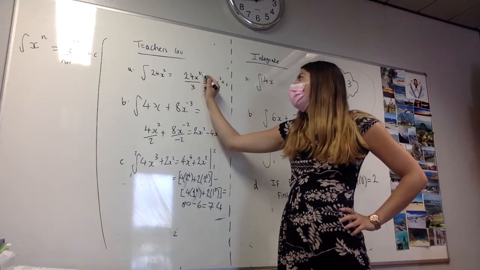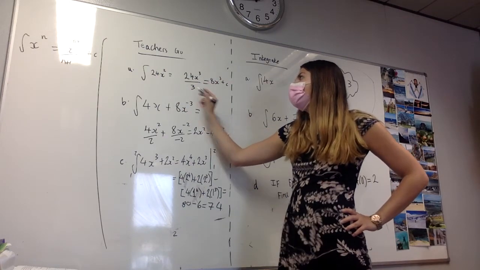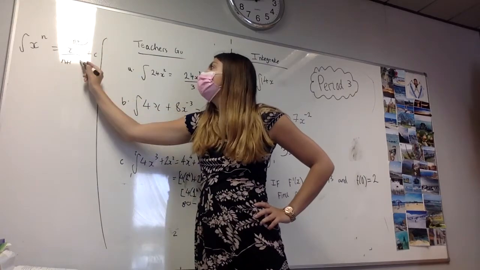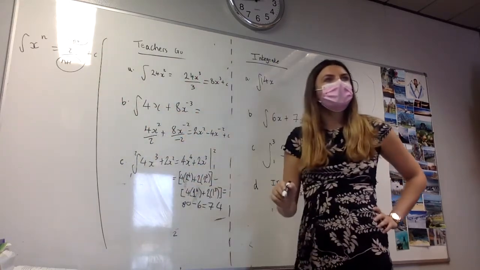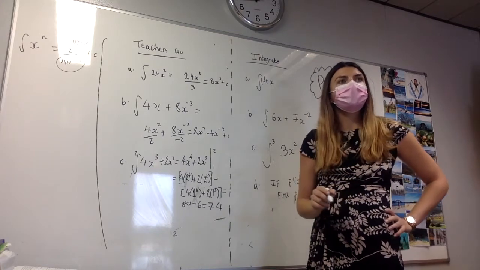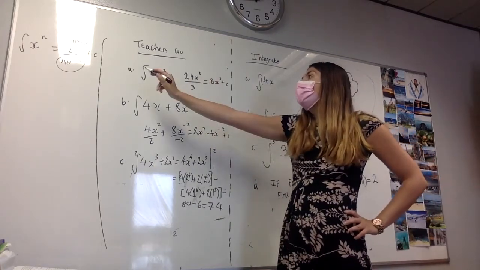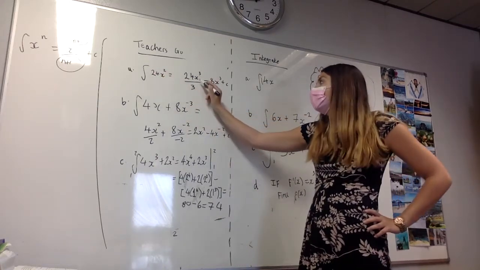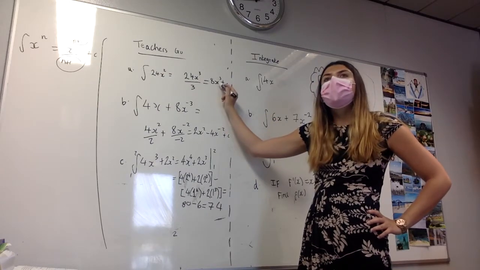And then what do we put it over? Over 3, because it's the same as the new power. Is it not given on the formula sheet? I think it is, yes. Check the formula booklet, but it might not be given quite as nicely as that. Then, you have to add c.